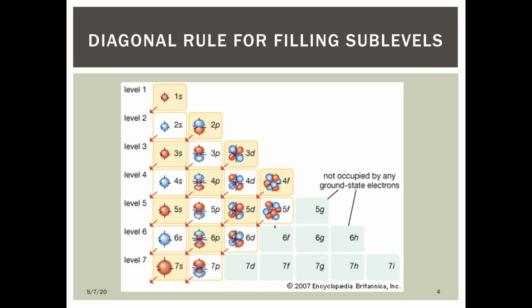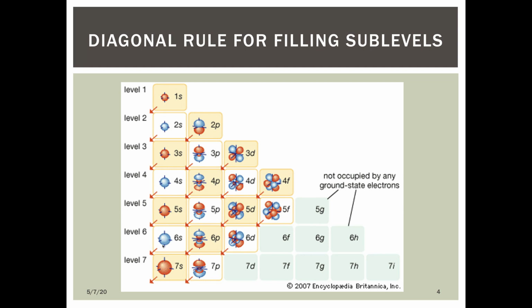There is something called the diagonal rule to take into consideration how you fill the electrons. 1s fills up, then 2s, then 2p, then 3s, then 3p, then 4s, then 3d, 4p, 5s, 4d, 5p, 6s. It gets really messy the higher up you go because the energy levels actually start overlapping each other.